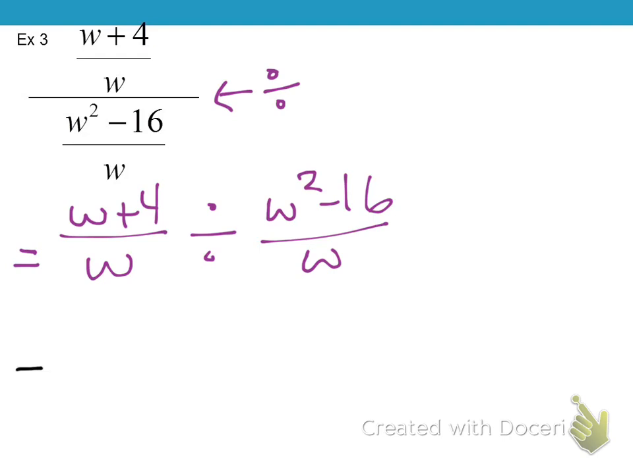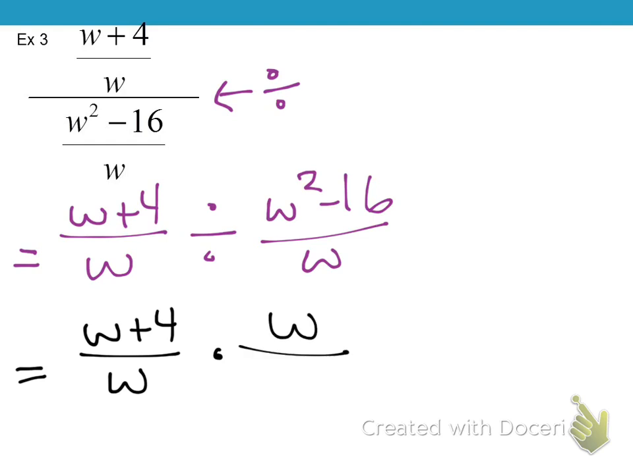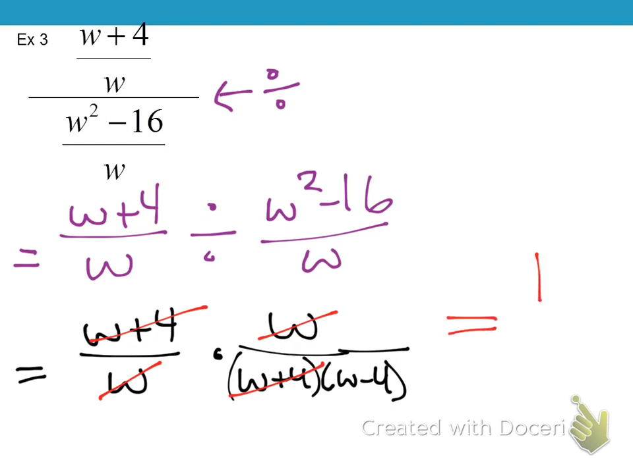So I'm actually going to rewrite it and factor that one at the same time. So this guy's good. Keep, change, flip. And when I flip it, how would I rewrite w squared minus 16? w plus 4 times w minus 4. Booyah. Now what's going to cancel? The w plus 4 and the w plus 4. 1 over w minus 4. And I'm done. What are your questions?